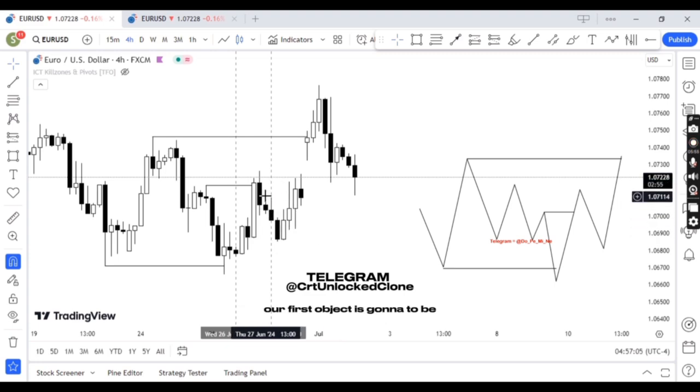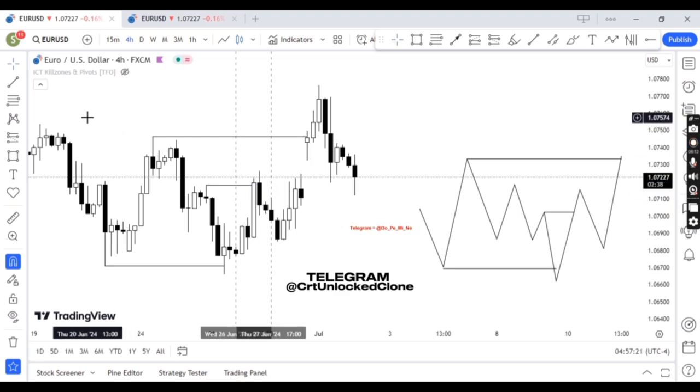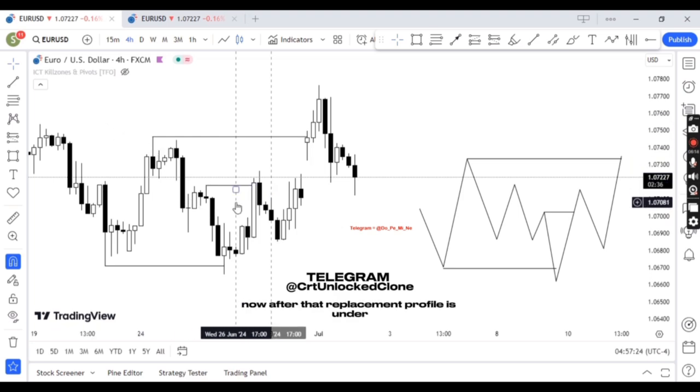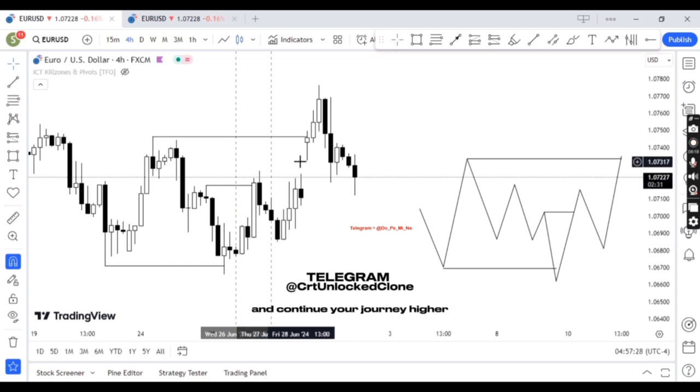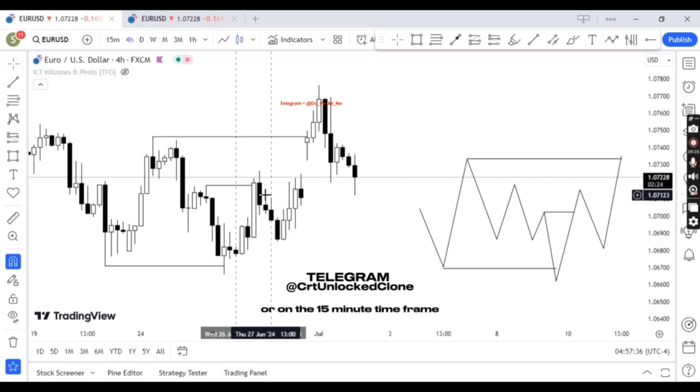Our first objective is to expect a retracement profile, and then we're going to see the price action on the lower time frame and decide whether we want to expect a reversal profile, and want price to continue going lower. Now after that retracement profile has ended, price can go into another expansion profile and continue its journey higher. But in this case I exploited this retracement profile here on the 4 hour, on the 15-minute time frame, and I took a short trade there.